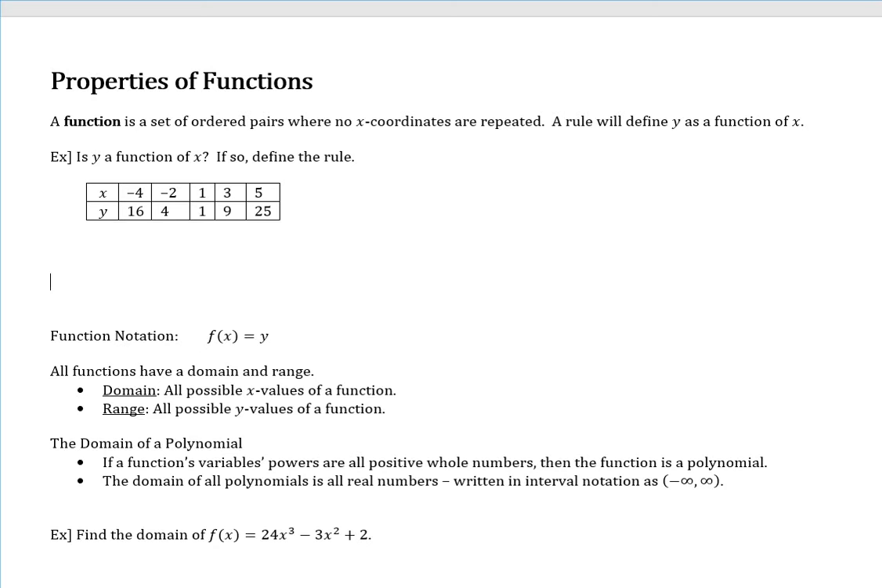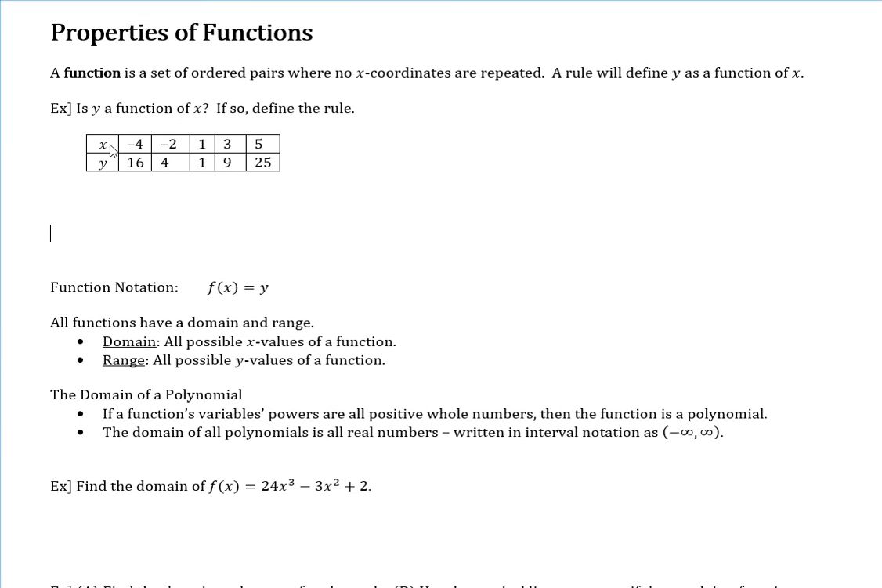Hi everyone, and welcome to our video on what makes a function. So, a function is a set of ordered pairs where no x-coordinates are repeated. A rule will often define y as a function of x. So, in this example, it's asking, is y a function of x? If so, define the rule.